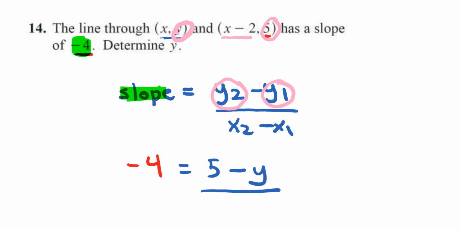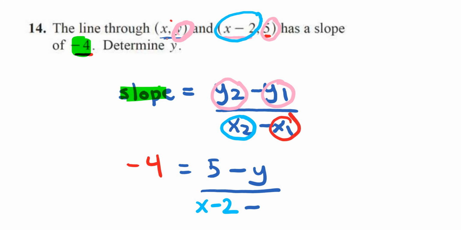Divided by, and then what is your x2 value? This is the part where you have to be careful here. Your x2 is actually all of this, x minus 2. So x minus 2, and then minus, and then what is your x1 value? Your x1 value is just x. So there's an x over here.